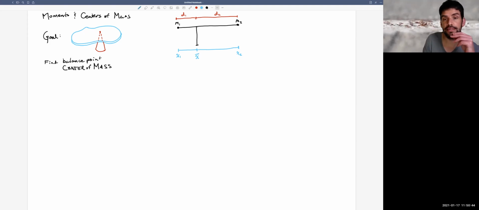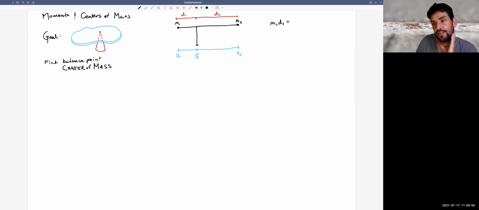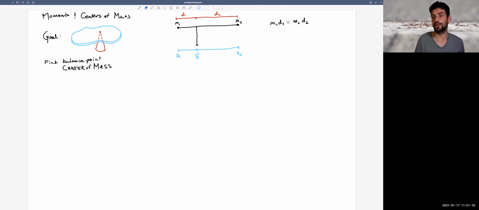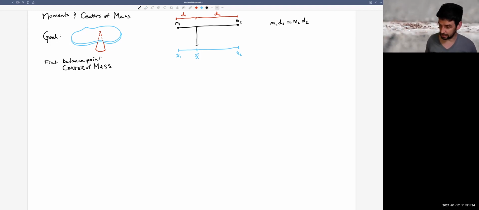So by experiment, it has been determined that these masses will balance if the following property holds. If we have that the mass times the distance of one is equal to the mass times the distance of the other, okay? This is just a property of the universe. I can't give a good reason why. It's just a fundamental property of the universe. It's like, why are electrons and protons attracted? They just are. That's just the rules of the universe. So here's one of our rules of the universe that we've determined from experiment.